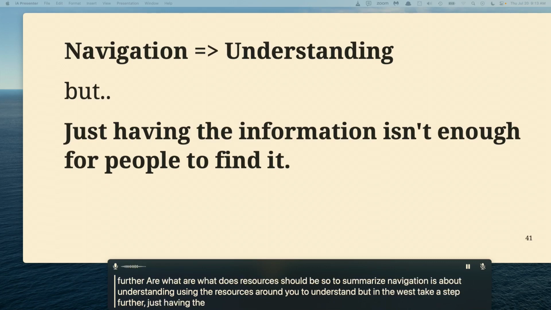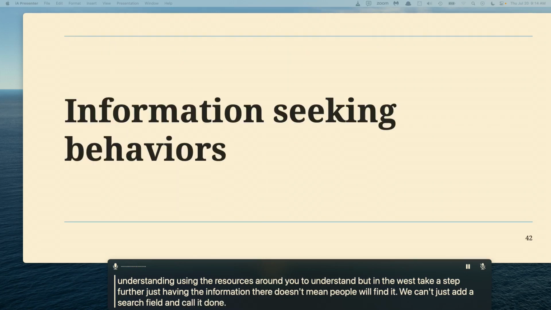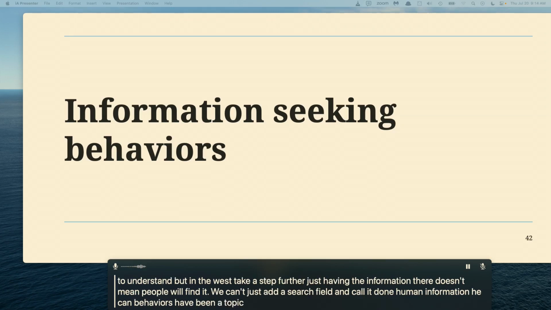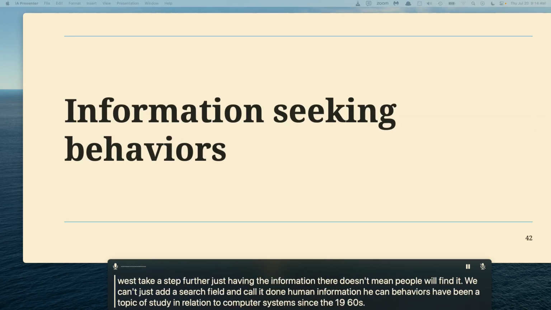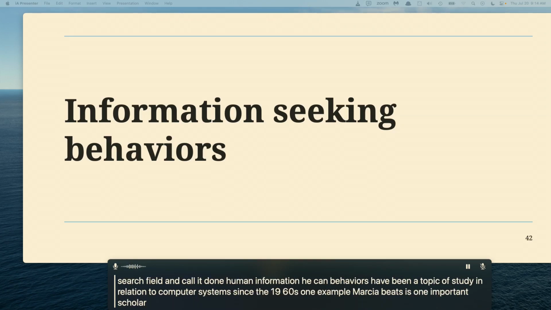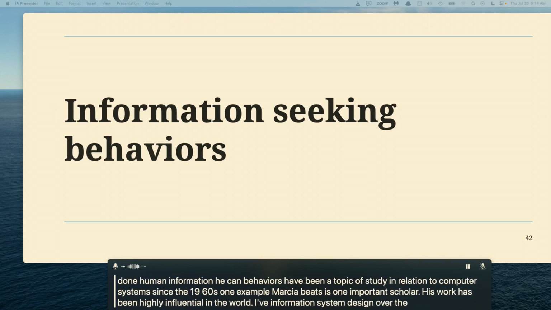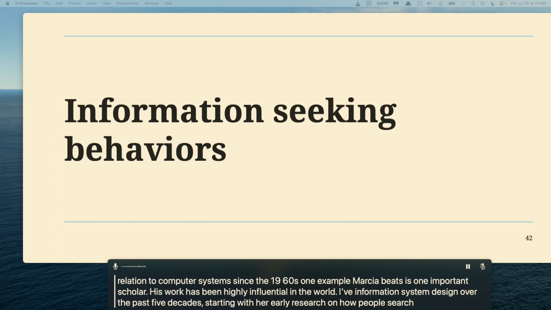Just having the information there doesn't mean people will find it. We can't just add a search field and call it done. Human information-seeking behaviors have been a topic of study in relation to computer systems since the 1960s. As one example, Marcia Bates is one important scholar whose work has been highly influential in the world of information system design over the past 5 decades, starting with her early research on how people search in library catalogs.